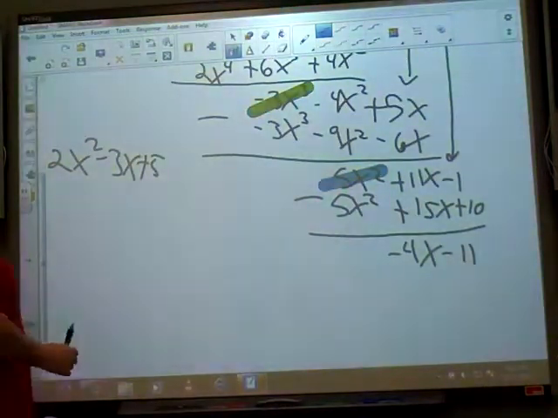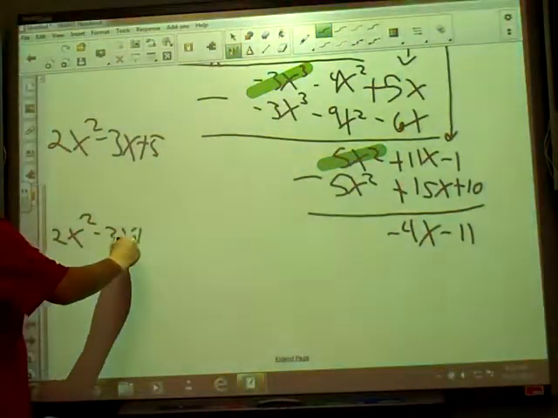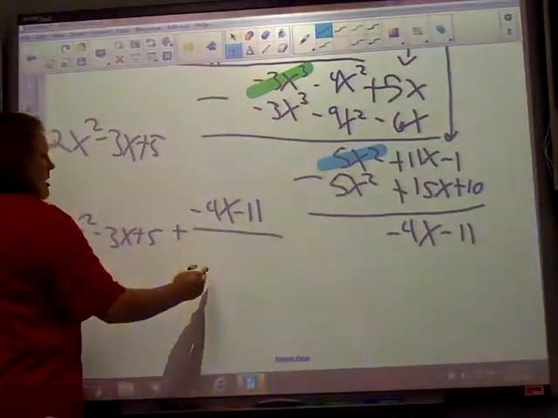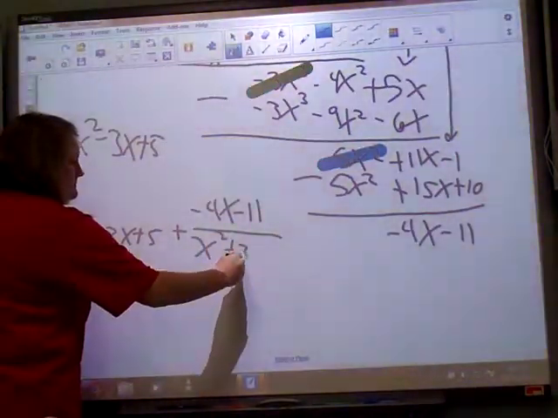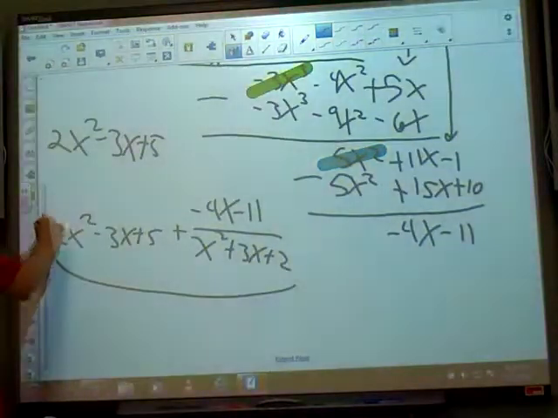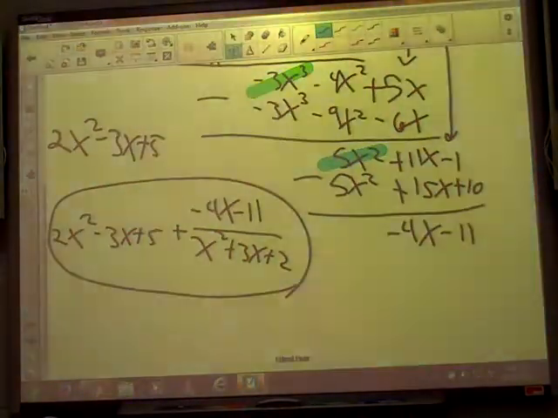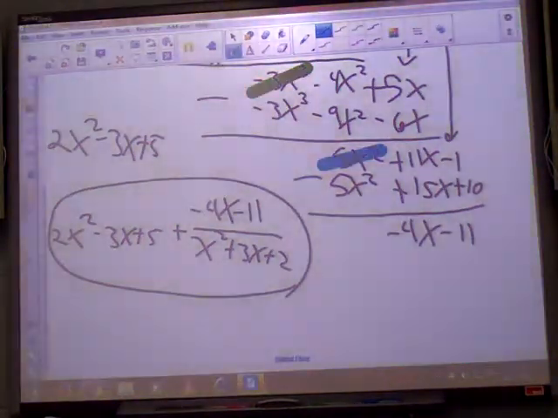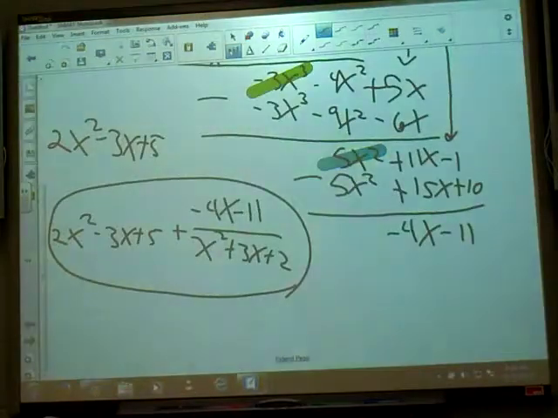Then I'm going to put a plus sign, my remainder over what I divided by. That's my answer. A lot of steps to get there too, huh? Let me draw some arrows.